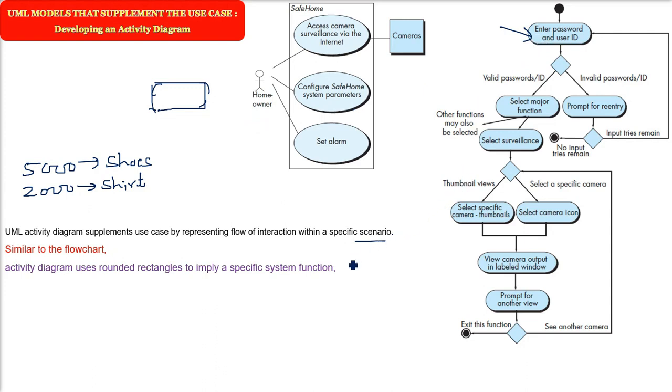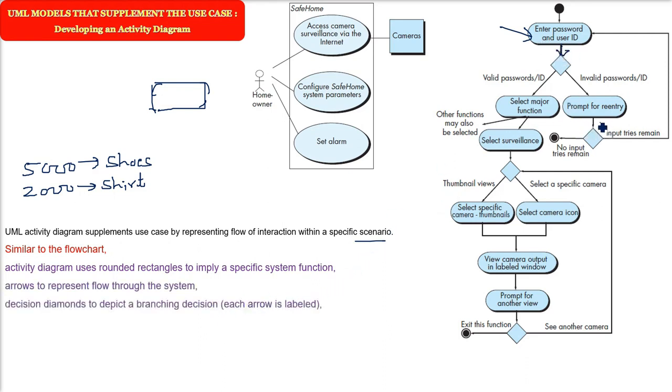Okay. Then what are the arrows? They represent the flow through the system. What will be the next step? What is the decision? There are diamonds. These are decision diamonds, and these are the branching decisions. Every arrow needs to be labeled. The arrow shows the path, labeled, and the solid horizontal lines are for parallel activities.